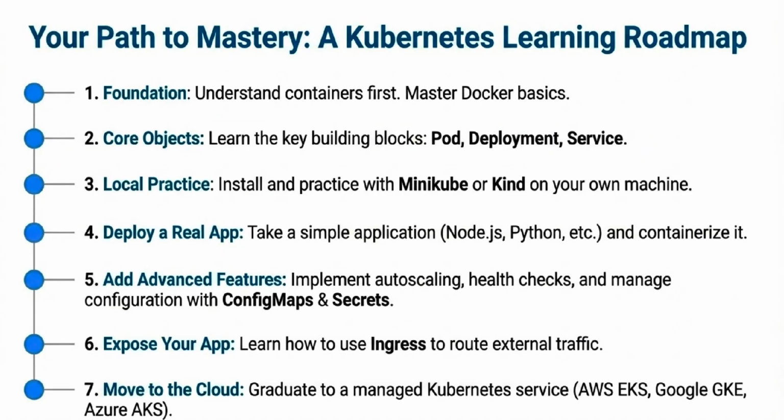If you want to master Kubernetes, here's the clear roadmap laid out in the slides. Start with the foundation. Understand containers first and master Docker basics. Learn the core objects: pod, deployment, and service. Practice locally using Minikube or Kind. Deploy a real application of your choice and containerize it. Add advanced features like autoscaling, health checks, config maps, and secrets.